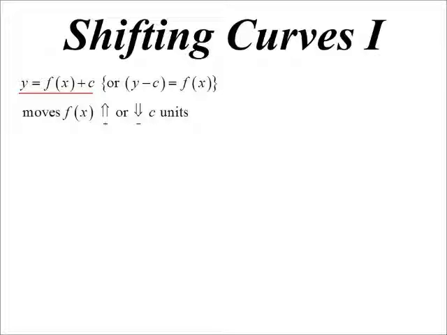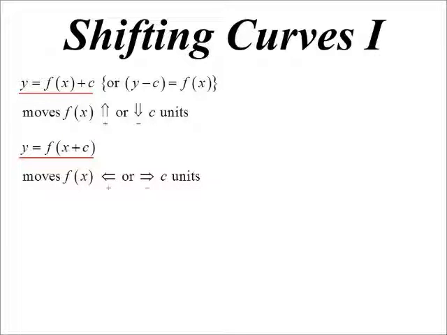Another way of thinking about this is grouping a number with the y. So when it's plus a constant, I can't group it with the x because the x is inside the function. So the plus a constant, if I moved it to the other side, I could group it with the y. So that's another way of thinking about it. And that explains why it creates a vertical shift, because it's actually the y value that's being affected. And we'll move up or down c units depending on whether c is positive or negative.